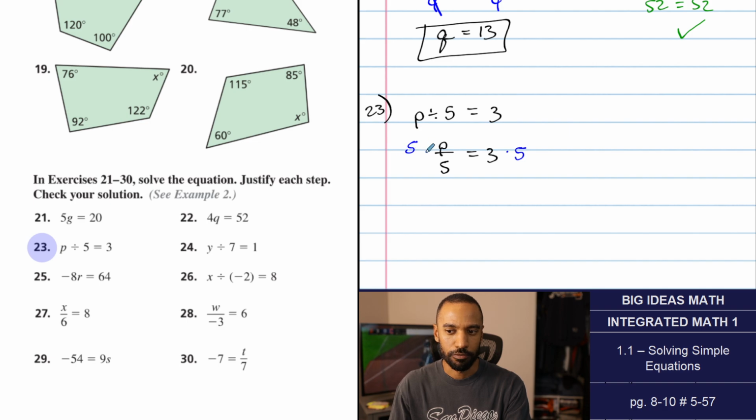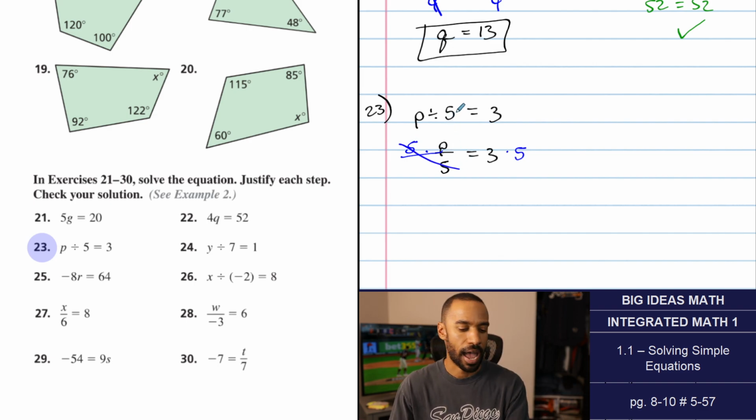This 5 is really 5 over 1, but when you multiply fractions or a number here, this becomes a part of the numerator in the fraction. This is now like 5p over 5. I want you to keep that in mind. Now, 5 over 5 is 1, so those are gone. Those cancel, no matter how you write it.